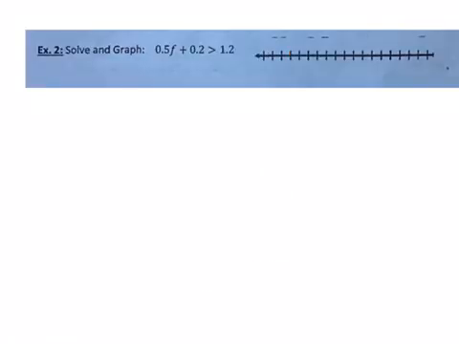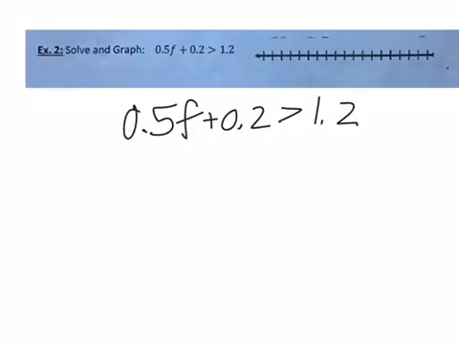So now we're going to solve example number 3. So we have 5/10 times x plus 2/10 is greater than 1 2/10. The first thing I have to think about is isolating my variable. My variable is on the left, so I need to get rid of my constant. I'm going to get rid of 2/10 by subtracting 2/10 on both sides.